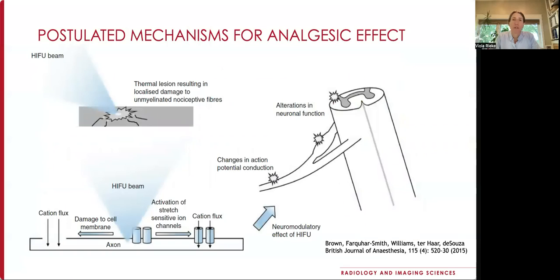There are several postulated mechanisms through which focused ultrasound might exert its analgesic effects. Localized tissue heating causes thermal damage to unmyelinated nociceptive fibers present close to the pain target. Mechanical effects on the neuronal membrane activate stretch-sensitive ion channels and create membrane defects that alter membrane potential, which then lead to changes in neuronal excitability, action potential propagation, nerve function, and pain perception.